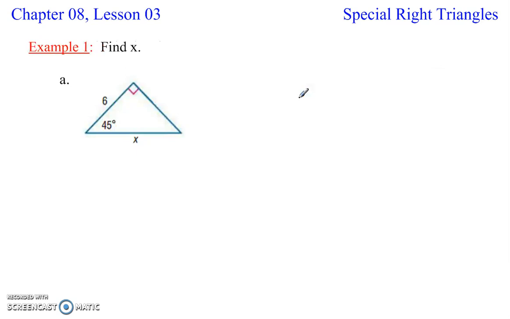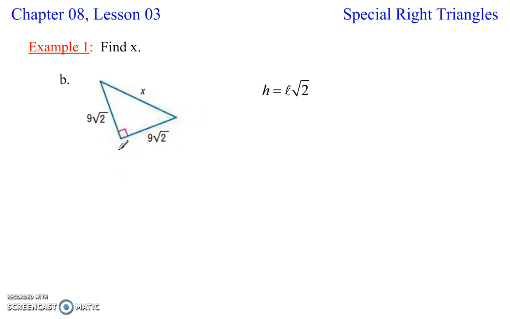So if I want to use that, find x. Right here, we know this is a special right triangle, right angle, 45, so this is also 45. If the leg is 6, the length of the hypotenuse is the square root of 2 times 6. So there we go. That was pretty easy. If I know the length of one of the legs, 9 times the square root of 2 times the square root of 2 is 9 times 2, which is 18.